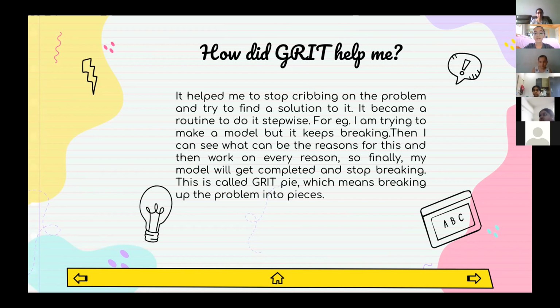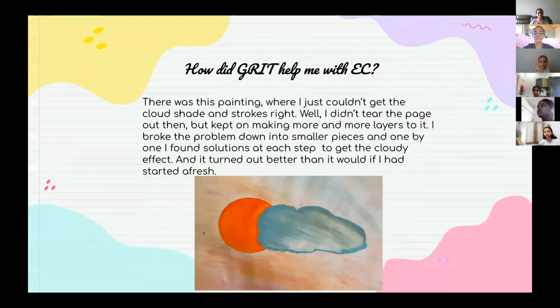So, if I'm trying to make something and it keeps on breaking, I can divide the problem into pieces and find solutions at each piece. And finally, my model will be made. In this painting, I had been trying to get the cloud hue, the orange hue should have been near the sun, but instead I got it at the other end of the cloud. So I kept on adding 3 more layers and it turned out better than it would have been afresh. I had done the grit pie routine here.